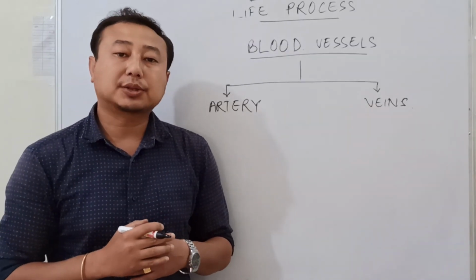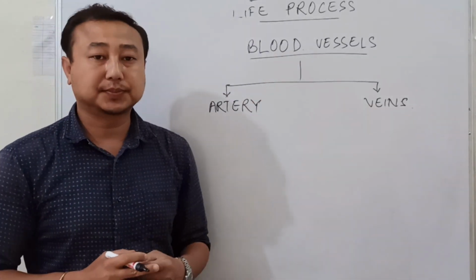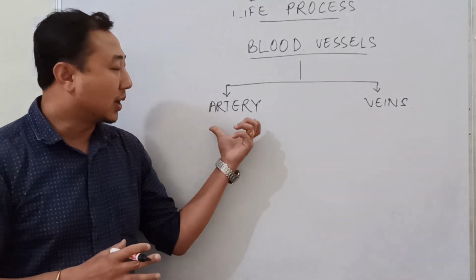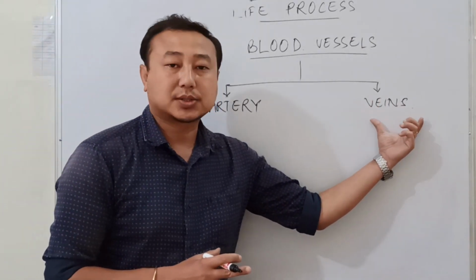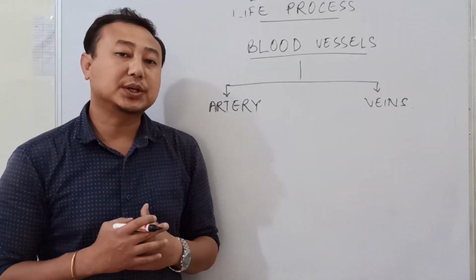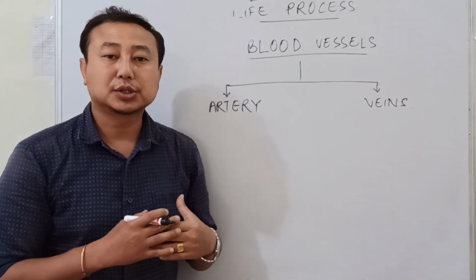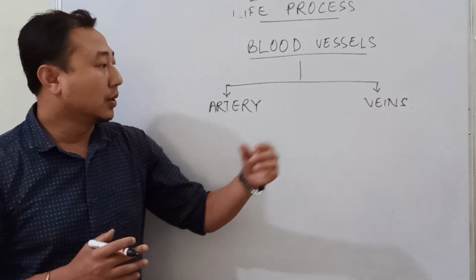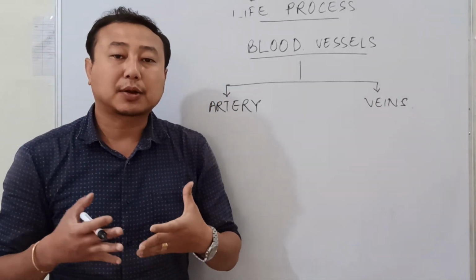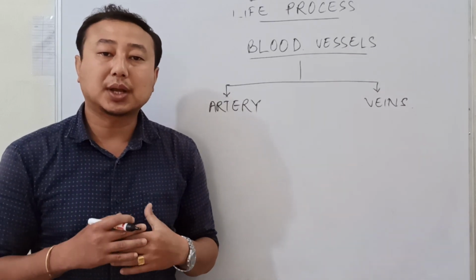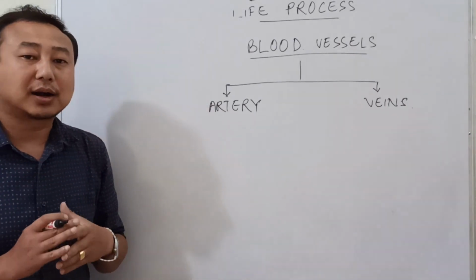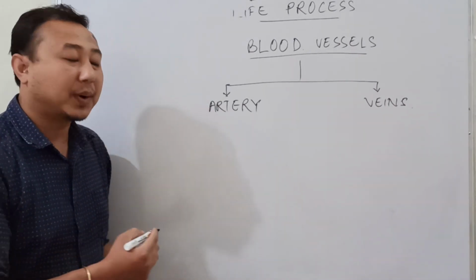The next component of the circulatory system of the human being is the blood vessel. The blood vessels are of two different types. One is known as the artery and the other is known as the vein. Arteries are the type of blood vessel which carry blood from the heart to different parts of the body, while veins are the type of blood vessels which bring the blood from different parts of the body to the heart. The special type of blood vessel which connects the heart with the lungs is known as the pulmonary artery.